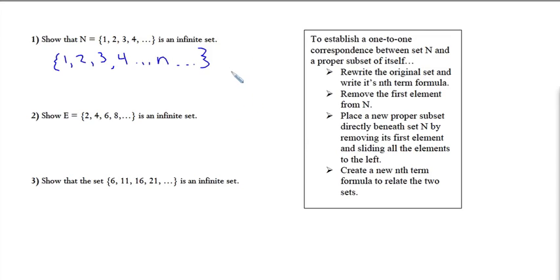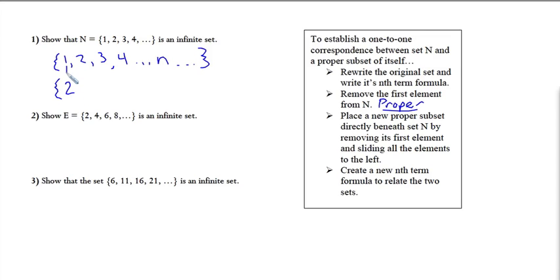Now what we want to do is remove the first element from our set. This guarantees that it is going to be proper, because it won't be equal since it won't have your first element. So we're going to cut out the 1, start at 2, and write it beneath the first set.